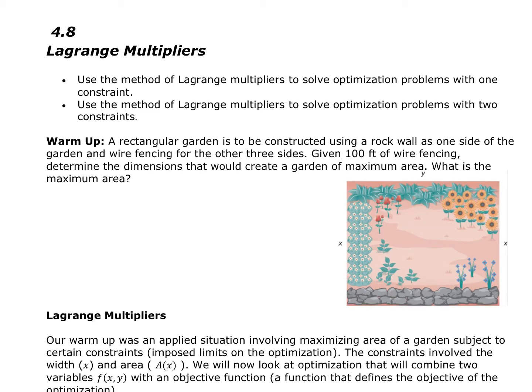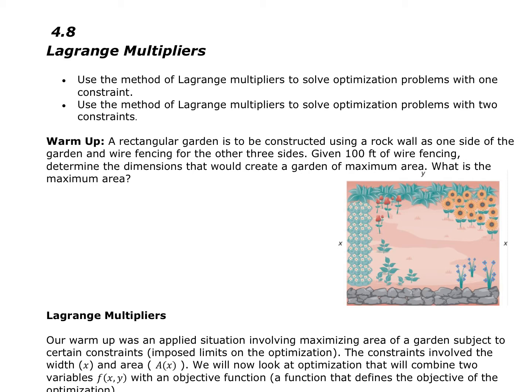In this video, we're going to look at Lagrange multipliers. What the Lagrange multipliers are going to do for us is help solve optimization problems with one constraint and also when we have two constraints. So let's take a look at an optimization problem we would have seen in Calculus 1.